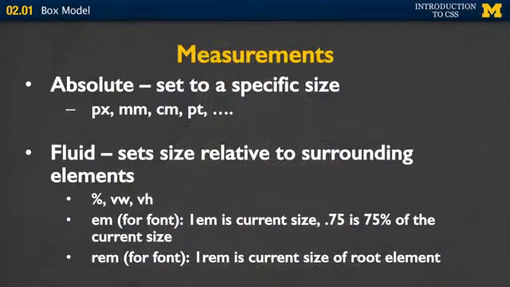The other type of measurement is what I call fluid, and it sets the size relative to surrounding elements or the parent elements. So you can use things such as percent, you can use vw, which stands for viewport width, vh, which stands for viewport height, and you can even use things such as em and rem, which aren't commonly used, but they actually set the size relative to the parent. So let's go ahead and move to my example so we can play with this just a little bit. It's not going to be enough to demonstrate everything that we can do, but hopefully it'll get you started.